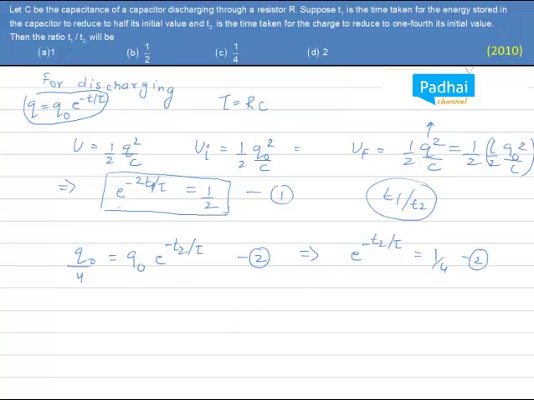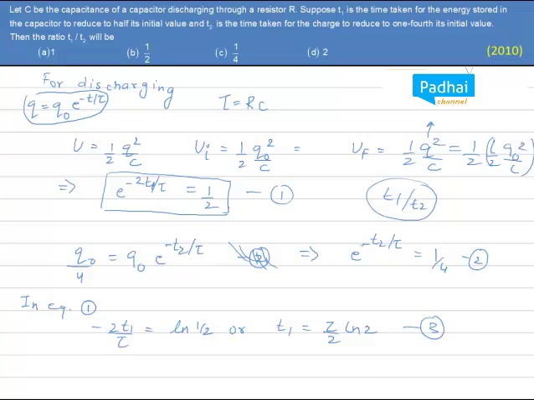So what will I do? I will take ln on both sides in equation 1 and in equation 2. If I use ln on both sides of equation 1, it will give minus 2 t1 by tau equal to ln 1 by 2, or I can write t1 equal to tau by 2 ln 2, because the negative will come over here and ln half is minus ln 2, so minus minus will cancel out. Let us mark this as the third equation.